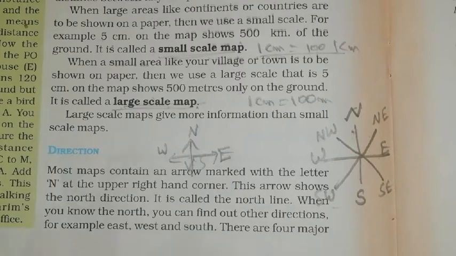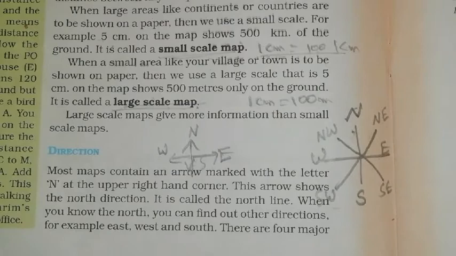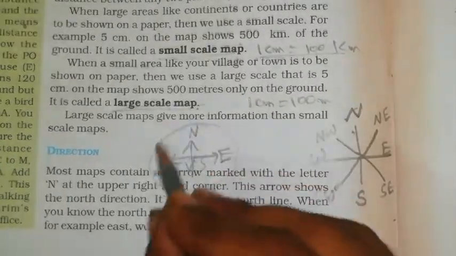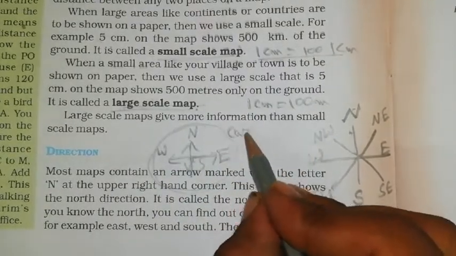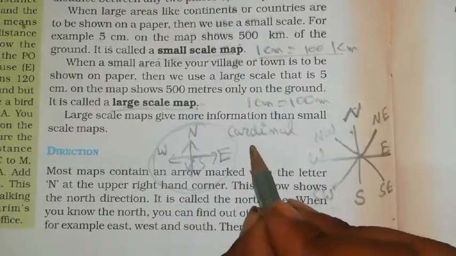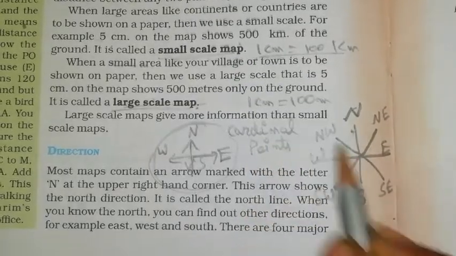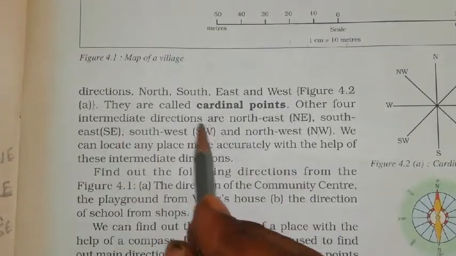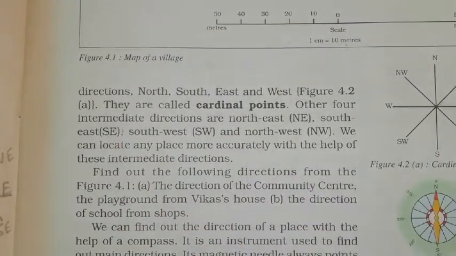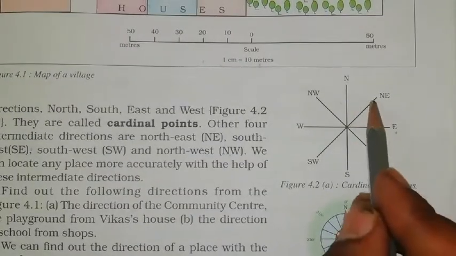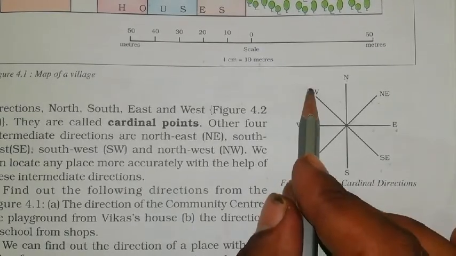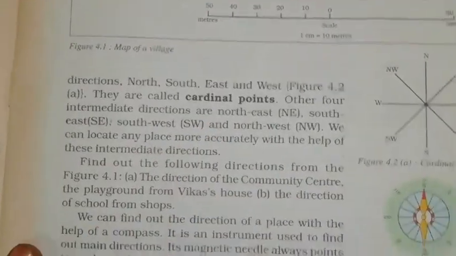Okay, so east, west, north, and south are the four major directions, and these four major directions are called cardinal points. Yes, it is given here. The other four intermediate directions are: this is north and this is east, so the direction between these two will be northeast. Then southeast, southwest, and northwest. So these four are the intermediate directions.